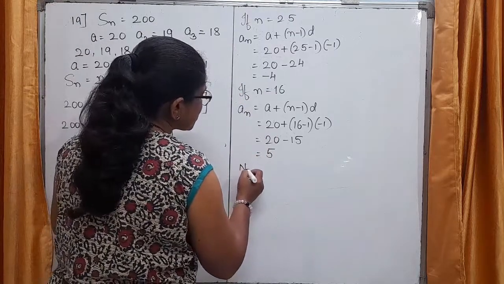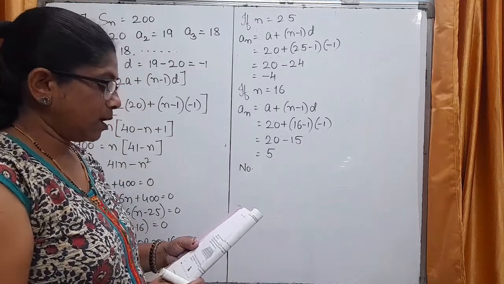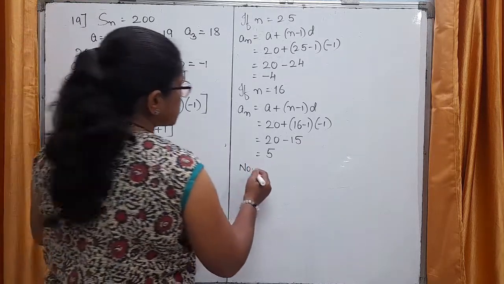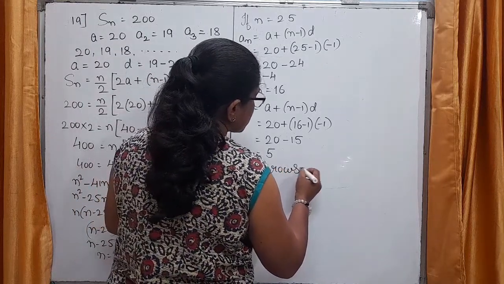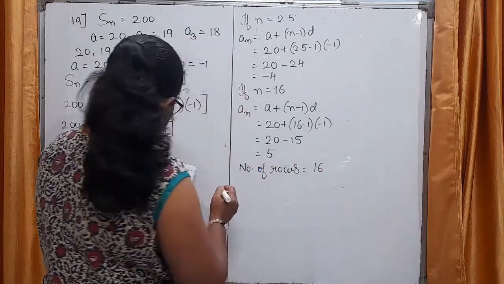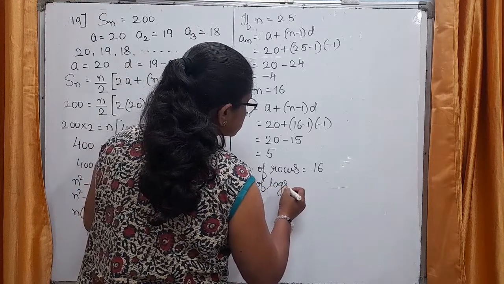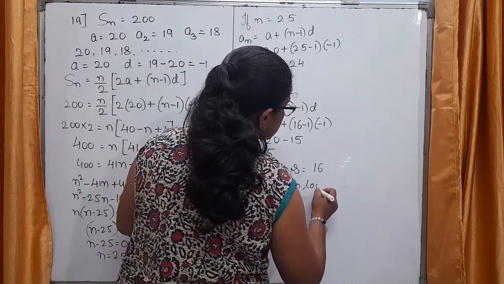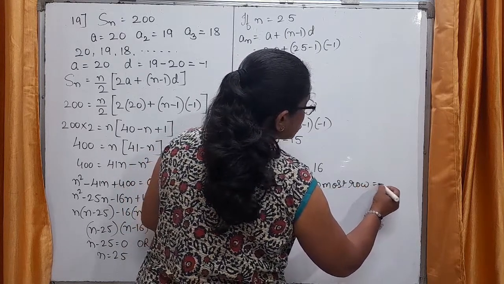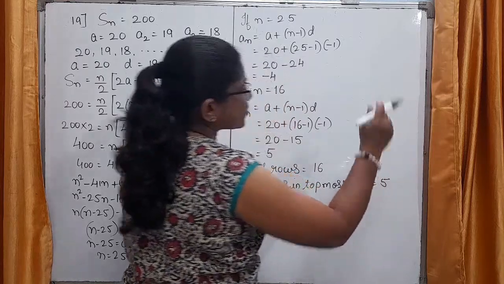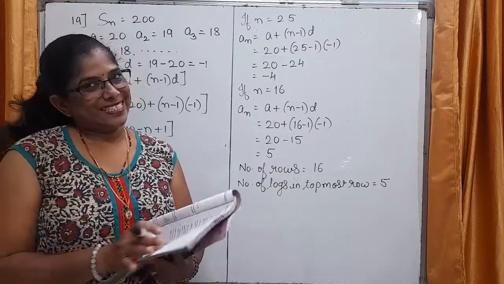So here, what is our question? How many rows are there and how many logs are there in the topmost row? So here number of rows is 16 and number of logs in the topmost row is 5. So here we complete our problem number 19.